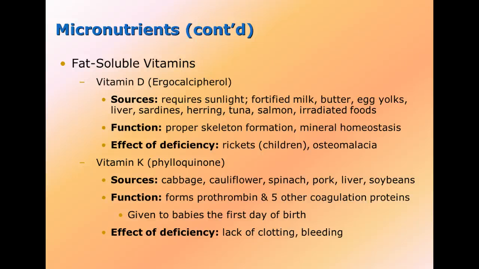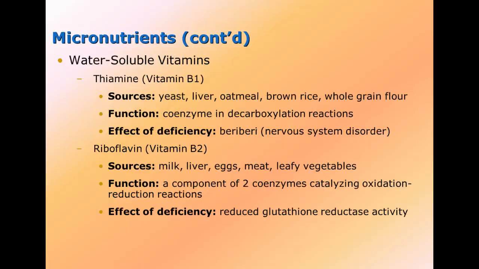Vitamin K, there's our phylloquinone. We get this from cabbage, cauliflower, spinach, pork, liver, and soybeans. It forms prothrombin and 5 other coagulation proteins. A lot of babies have immature livers and this is where vitamin K is made. So sometimes we give babies a shot of vitamin K the first day of birth to make sure that they have the proper coagulation proteins. Effect of the deficiency could be bleeding, bleeding out, which would be unfortunate in a baby.